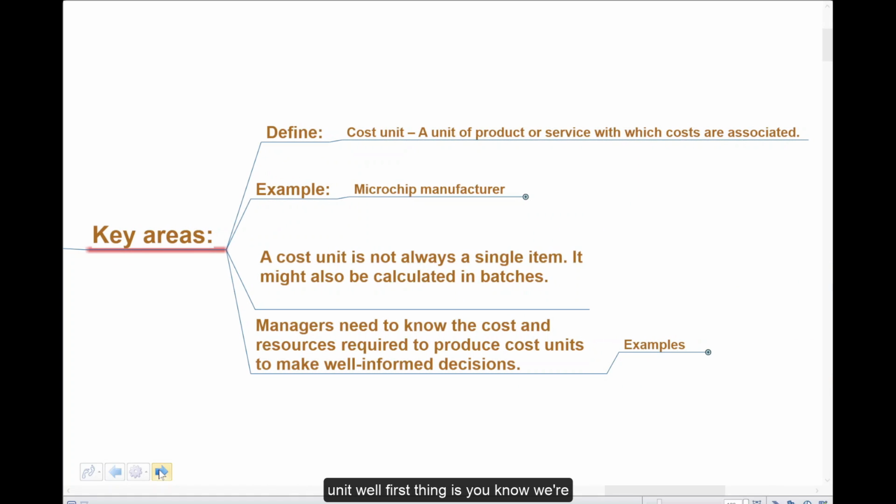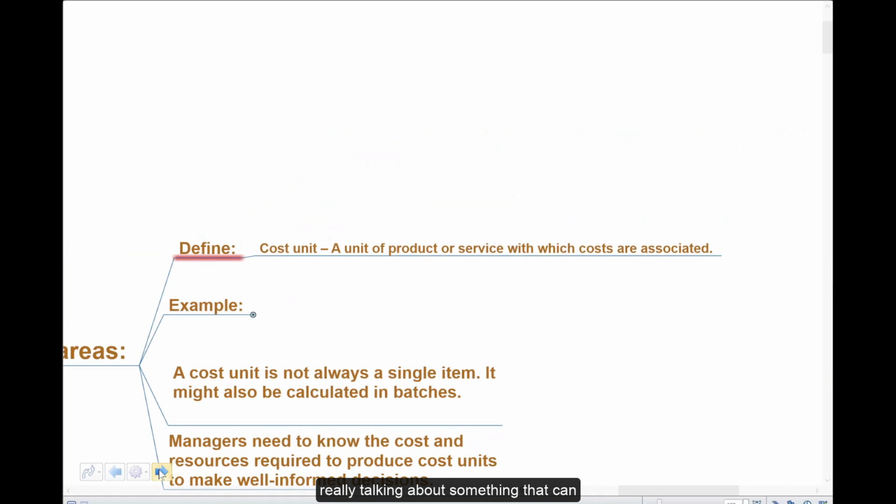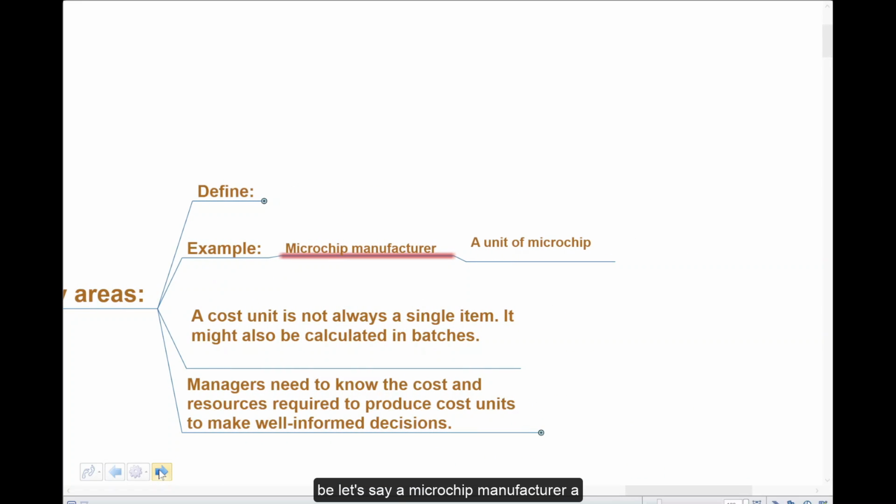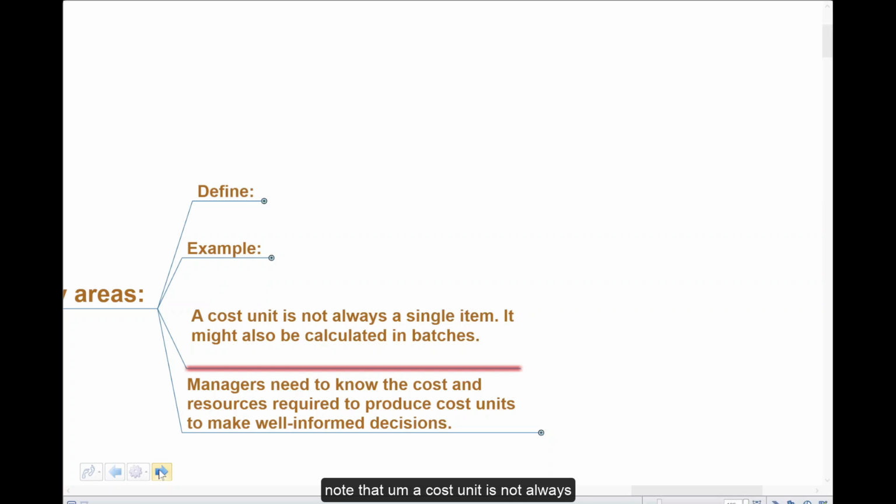Well, first thing is, we're really talking about something that can be associated with a particular product or indeed a service. So an example might be, let's say, a microchip manufacturer, a unit of microchip that can be associated with different costs. In essence, let's note that a cost unit is not always going to be a single item. It could be calculated in batches. There could be a number of different things that make up a particular cost unit.